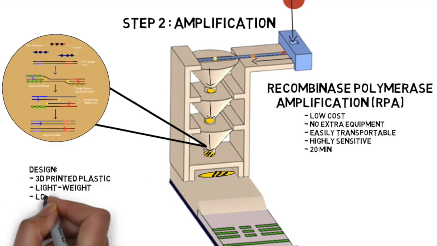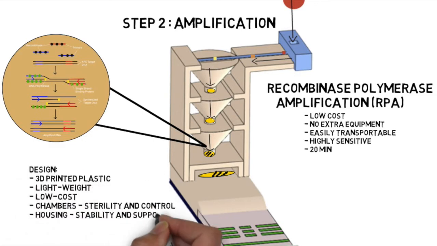This module is 3D printed in plastic with a lightweight and low-cost design. The chambers maintain sterility, prevent leakage, and allow control of the reaction. The housing provides stability and support for the structure. A heat pad under the conjugate provides the necessary temperature for the reaction.